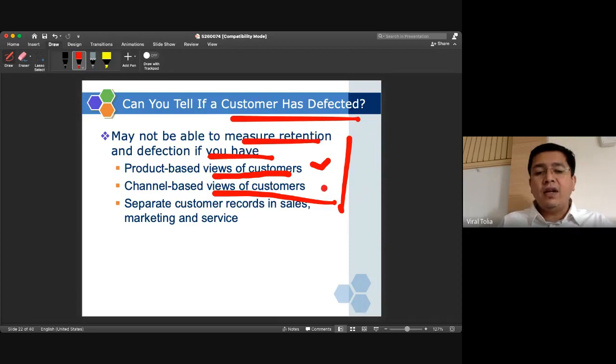Channel-based views related to the customers, related to a particular channel which is being used to study the customers. You can take the reviews and you can compare. And finally, you can come to know what the defection criteria or the retention criteria is.